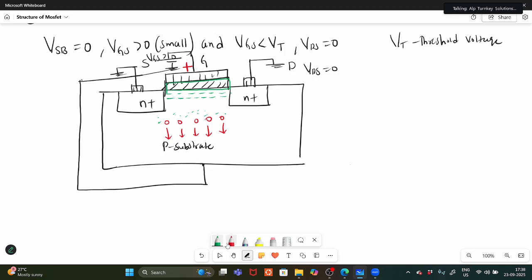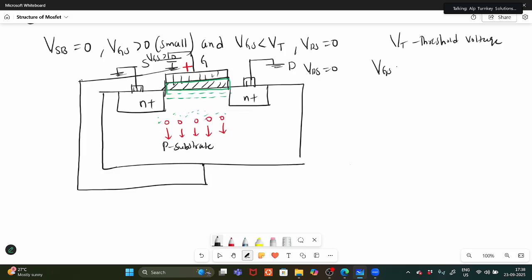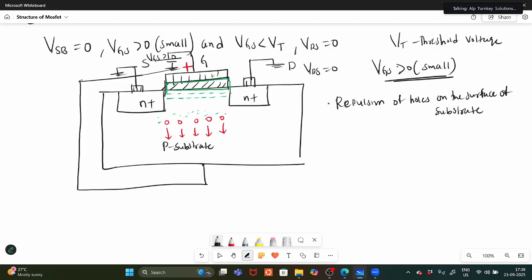So that means when you apply a positive gate voltage, VGS greater than 0, a small value of VGS, there is a repulsion of holes from the surface of the substrate. Why? Because you applied the positive voltage. And a depletion layer will be formed. Initially there is a depletion layer, which is more towards the p-type substrate.